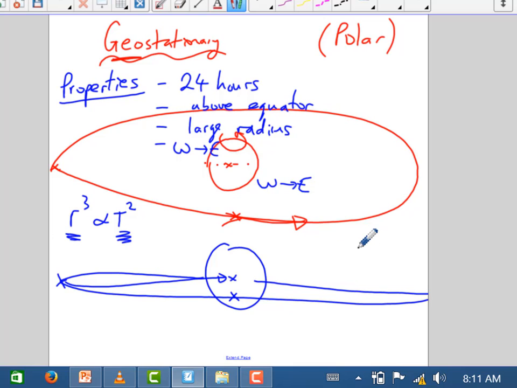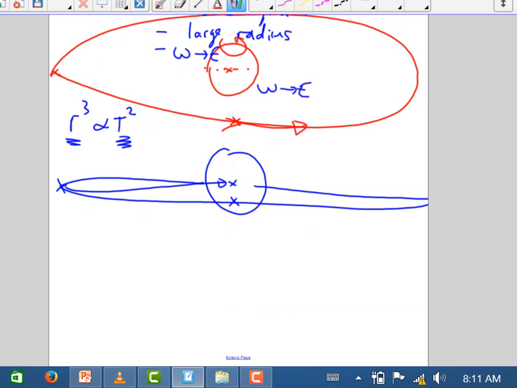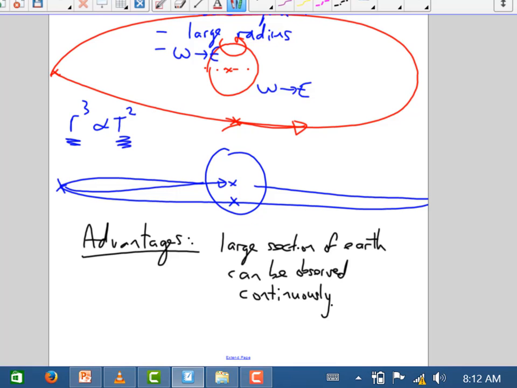Okay, so it's rotating west to east, large radius, 24 hours, and it's above the equator. You can look at some advantages of this one here then. It'll see one side of the Earth very well all the time. So it's virtually looking at half of the Earth, I mean it's a long way away, all the time. So it's got a good view of the Earth the whole time. So a large section of the Earth can be observed continuously. So that's a good use of it there.